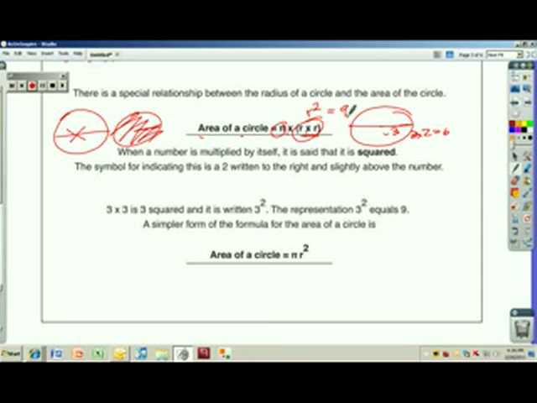3 times 3 is 9. When a number is multiplied by itself, it is said to be squared. We already know that. The symbol for this is a 2 written to the right and slightly above the number. So r squared, like that.